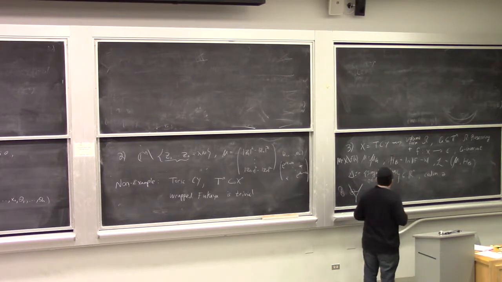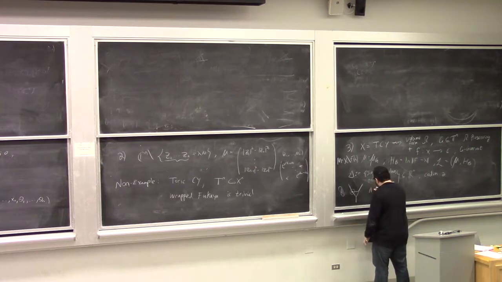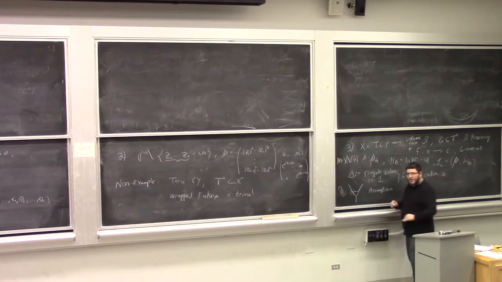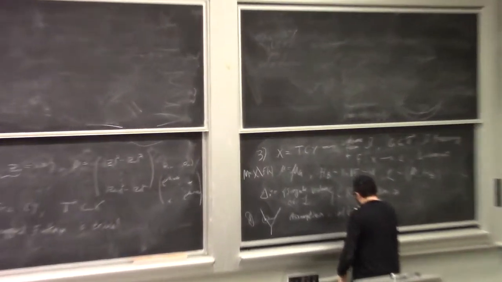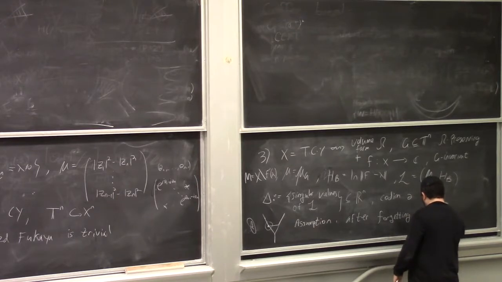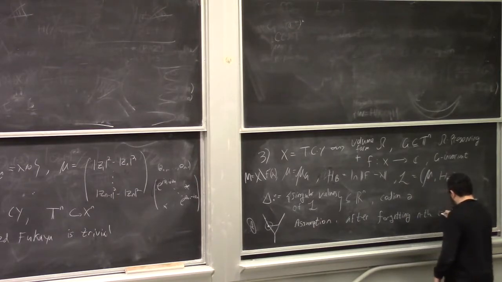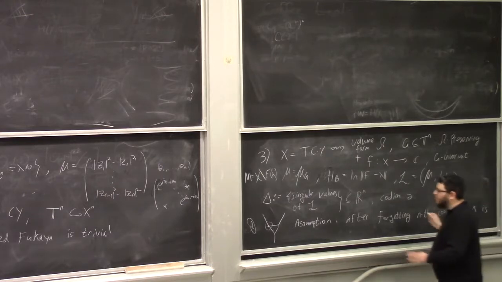Anyhow, so our assumption is that this will be the main class of examples, and the assumption is that after forgetting the nth coordinate, delta is a smooth tropical curve.